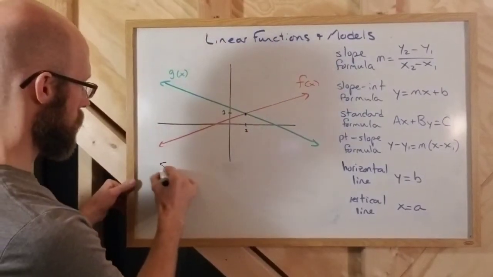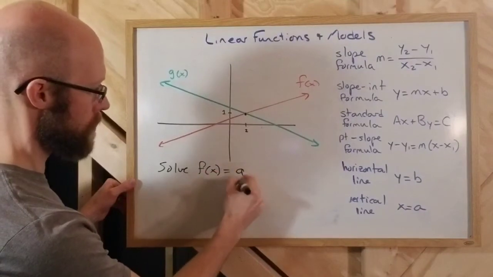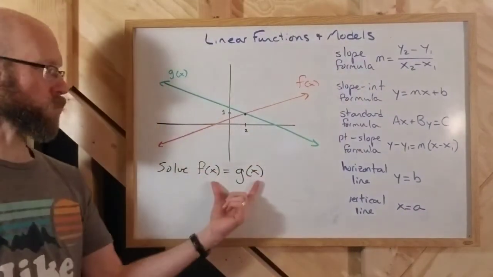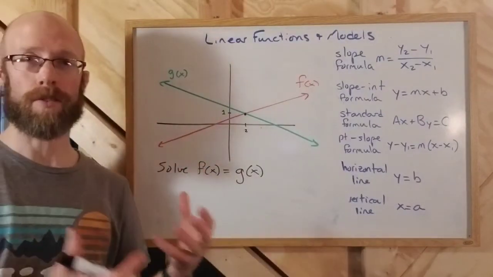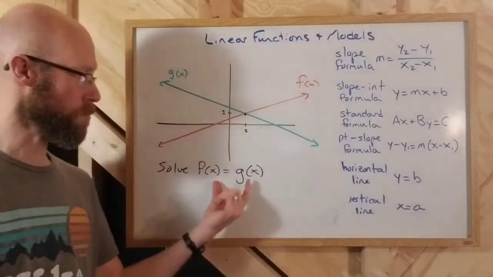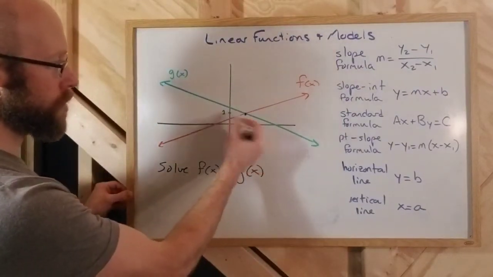I could solve f of x equals g of x. Well, that's just where the two functions are equal. Where are they equal? Where they share the same point. Where the same point solves both functions. That would be at the point 2, 1.